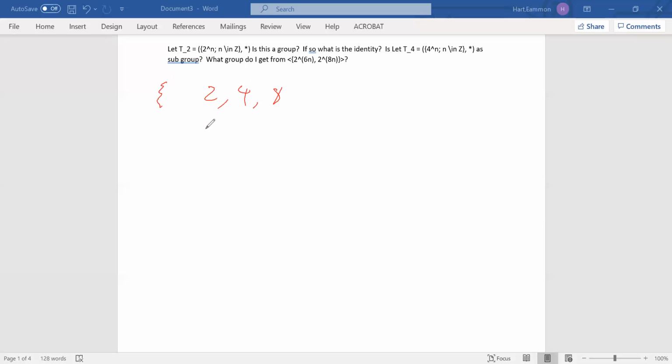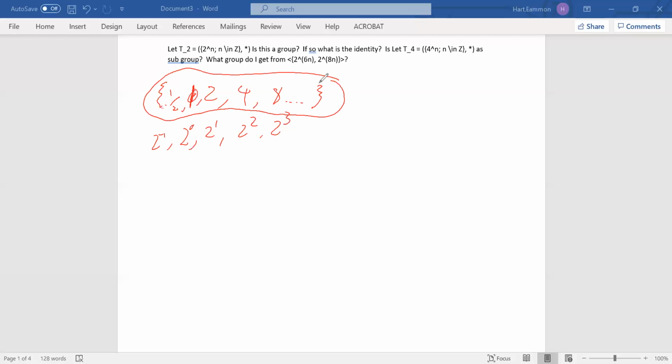So this guy right here is 2 to the 1. This is 2 to the 2. This is 2 to the 3. If I go down an element, I get 2 to the 0, which is 1. If I go down another element, I get 2 to the -1, which is 1/2. And it keeps going in both directions. So this is the group of powers of 2 that T2 consists of, and my operation is multiplication, right?